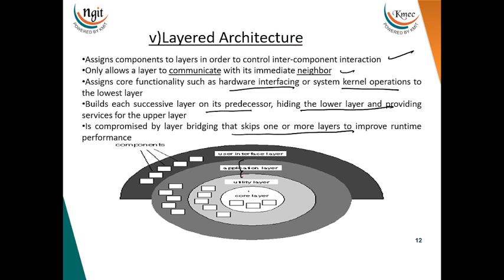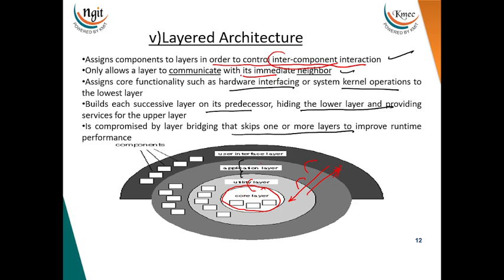Next, layered architecture. One layer cannot communicate with any other. This is our core layer. This layer can communicate with this one only. It cannot communicate with this one, and this is hidden from the main. Assign a component layer order and control inner component interaction. Only allow a layer to communicate with its immediate neighbor. This layer can communicate with this one. It cannot communicate with this one. Correct?